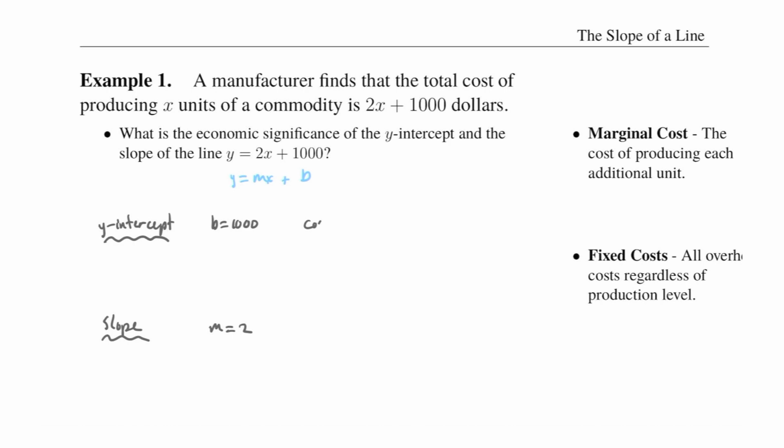Well, this is the cost of producing 0 units. So if I had this linear equation and I were to plug 0 in for x here, I'd get 2 times 0, which would cancel that out, and I'd have the 1,000 left over. So if I'm producing 0 units, this 1,000 would be my cost. And that represents what we call the fixed cost.